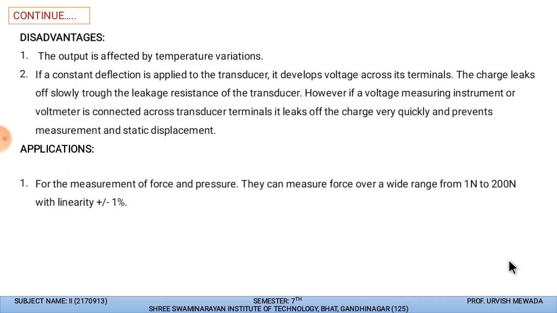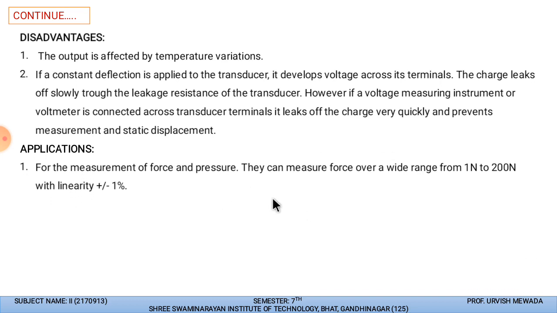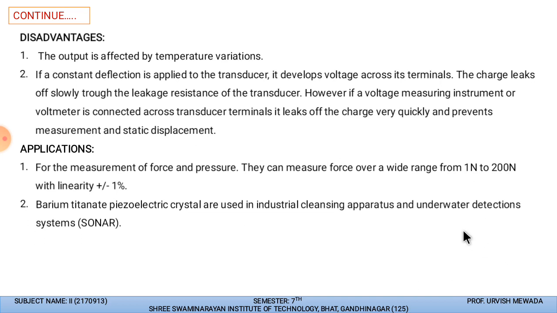And the applications: the first is the measurement of force and pressure. They can measure force over a wide range from 1 Newton to 200 Newton with a linearity of plus or minus 1%. And barium titanate piezoelectric crystals are used in industrial cleaning apparatus and underwater detection systems, the sonar system. Generally you have seen this type of technology in Bollywood or Hollywood movies. It is sonar technology, basically used for the detection of objects deep in the sea.